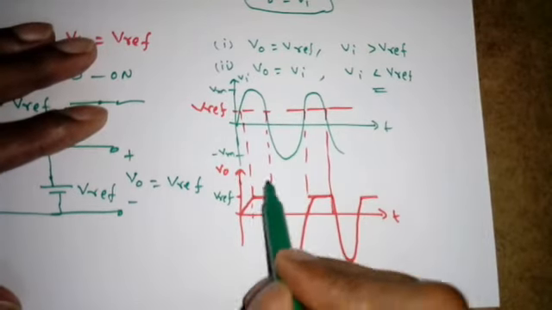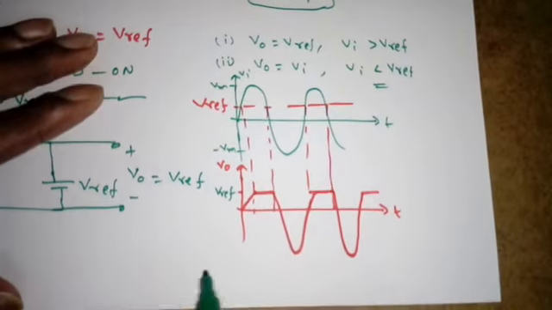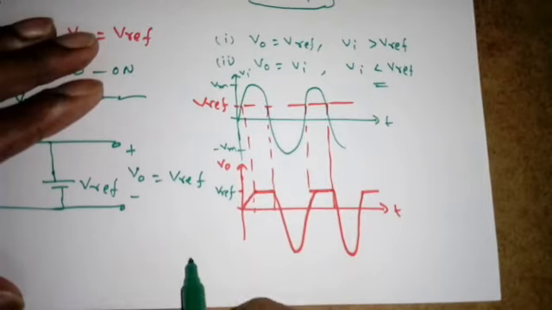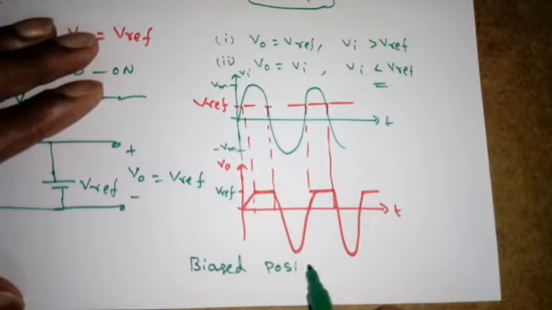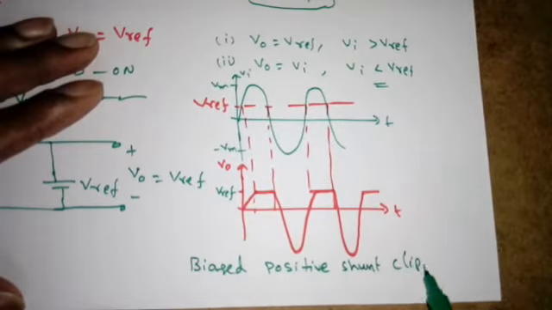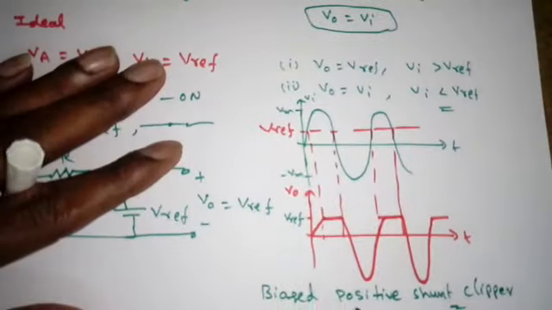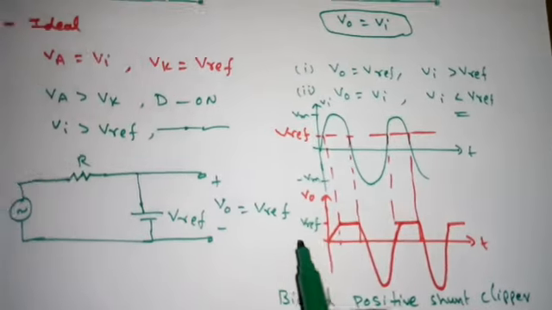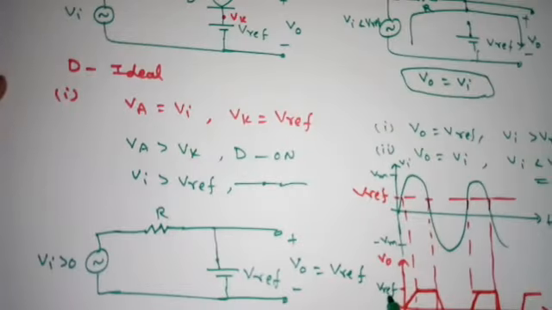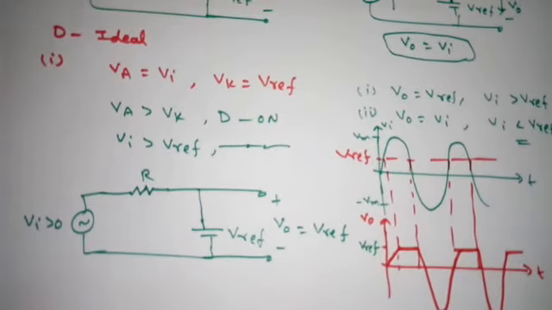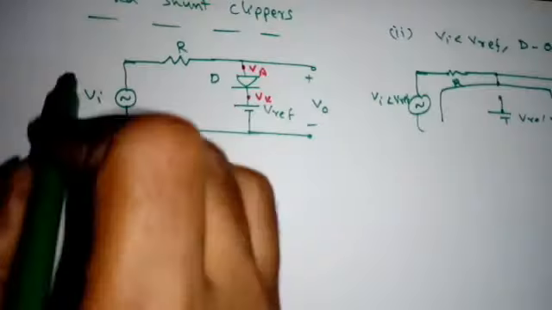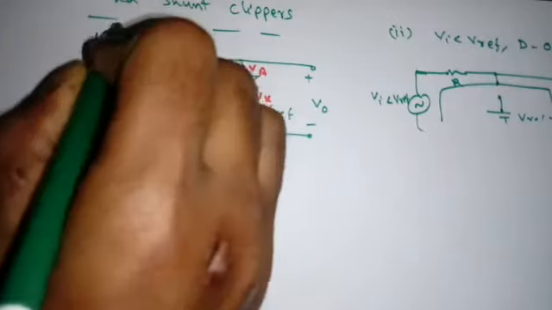So what is this clipping circuit? Again it is clipping the positive portions only, but it is biased now. So it is biased positive shunt clipper, right? So we already gave the biased shunt clipper, so no need to say biased again. So simply we can say positive clipper, right? So we can make this V reference as 2 volts, 3 volts, etc. So that I will see some example. So this is the first circuit in biased shunt clipper.